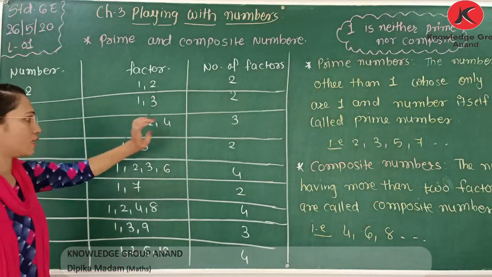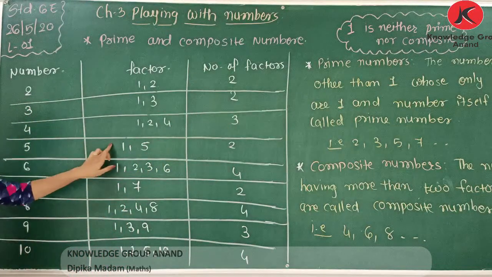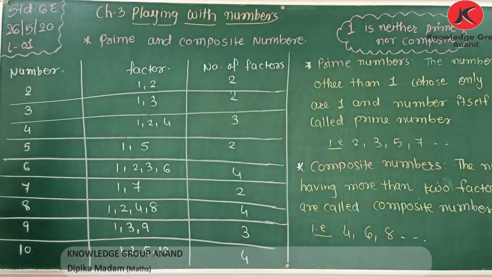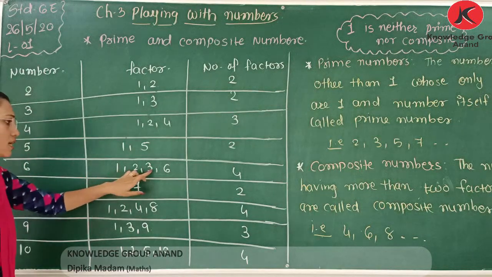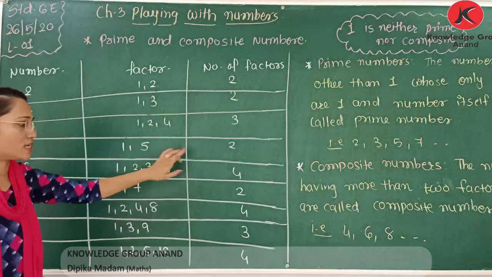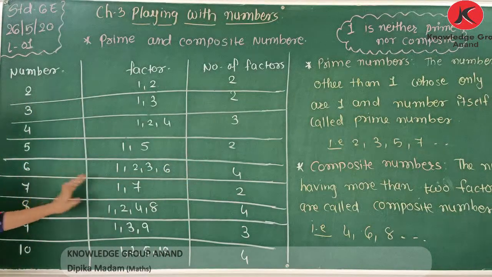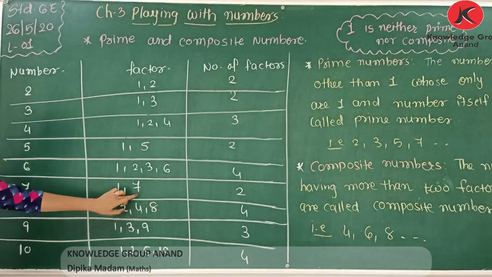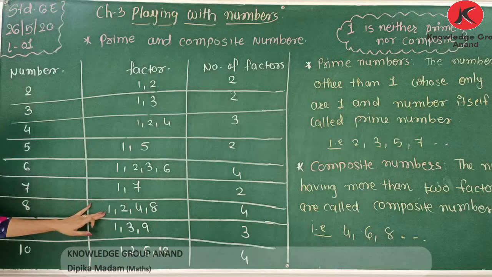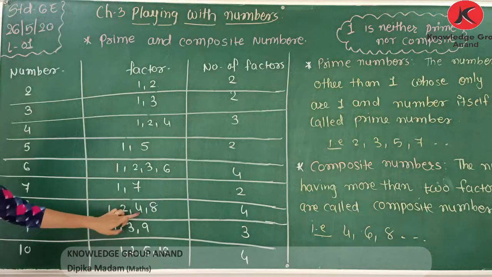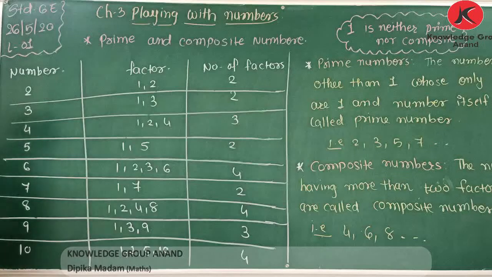So 3 factors are here, so number of factors are 3. For 5, 1 and 5, so number of factors are 2. For 6, 1 and 6, 2 and 3, 3 and 2, and 6 and 1. So how many factors of 6? 4. 7, 1 and 7, only 2 factors, so number of factors are 2. 8, 1 and 8, 2 and 4, 4 and 2, and 8 and 1. So number of factors for 8 is 4.